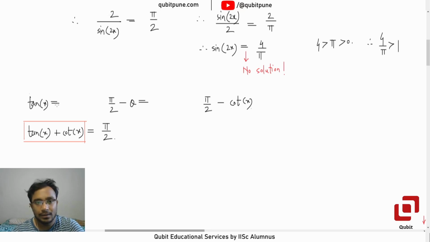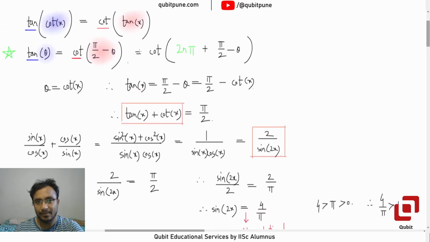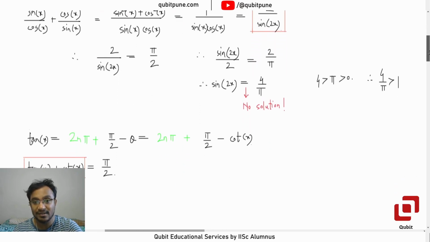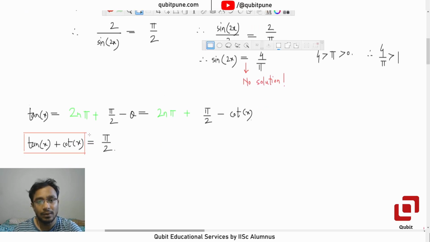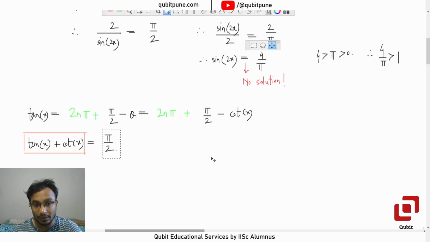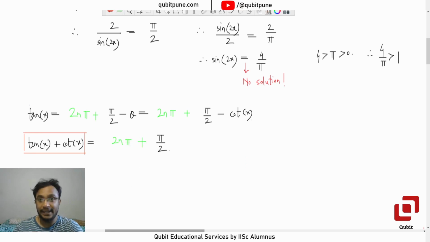Two n pi plus pi by 2 minus theta, or it is equal to 2n pi plus pi by 2 minus cot x. It's basically the same thing. Pi by 2 minus theta replaced by 2n pi plus pi by 2 minus theta, and that now says that tan x plus cot x will not be merely pi by 2. It would rather be equal to 2n pi plus pi by 2, and that is something that will now take us to the final solution.